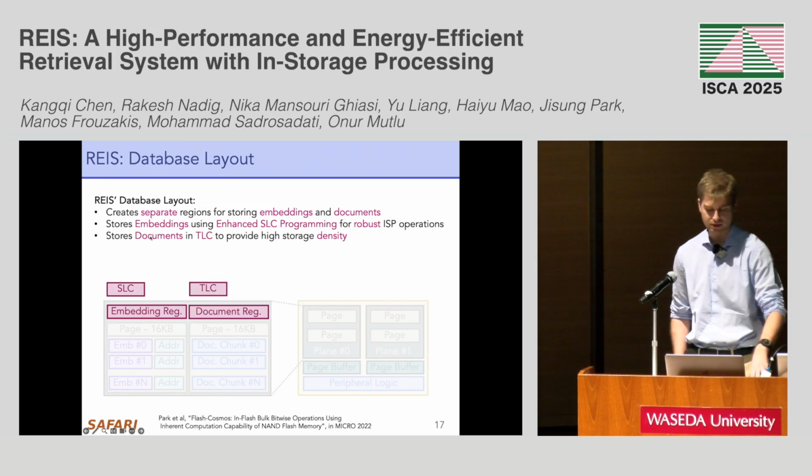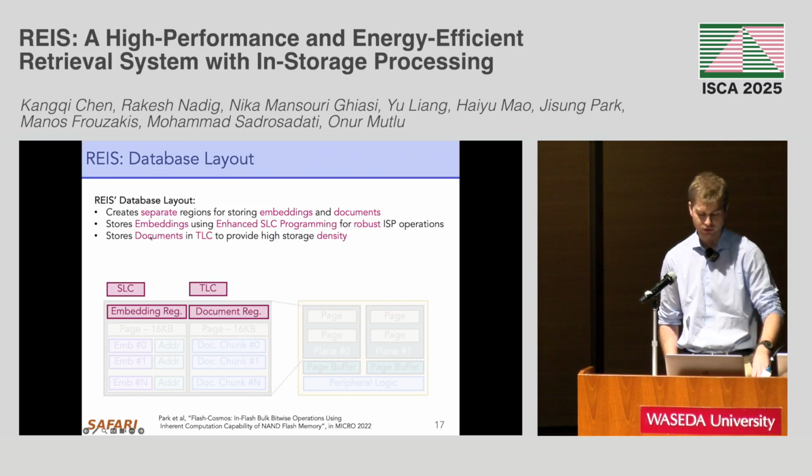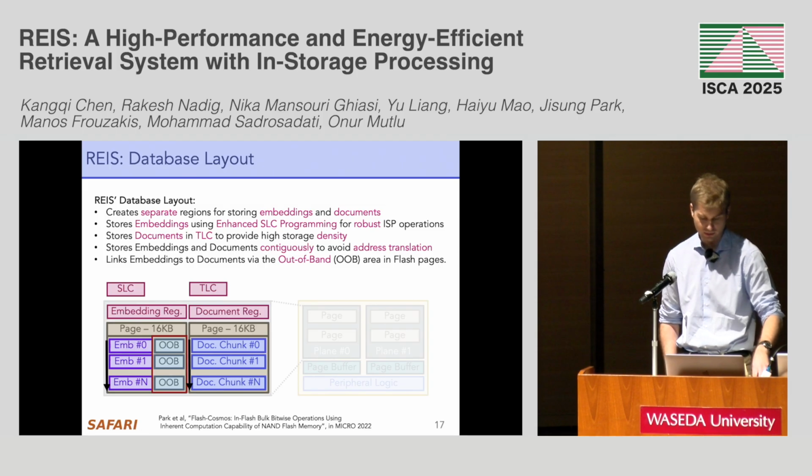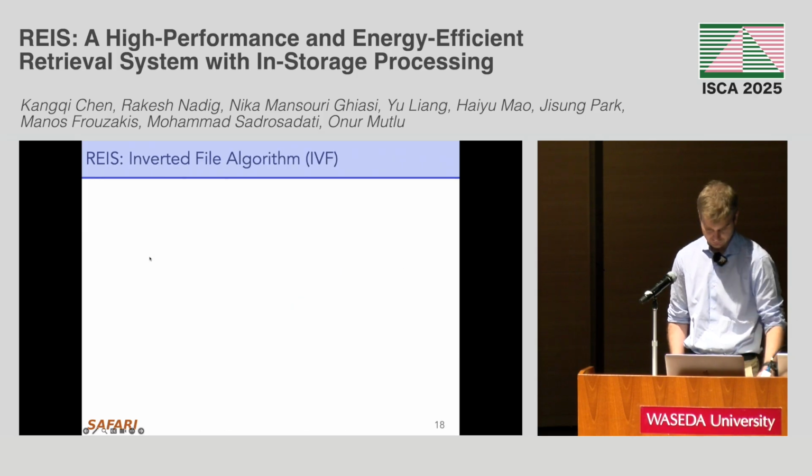It stores documents in TLC to provide high storage density for documents, and it stores embeddings and documents contiguously to avoid address translation overheads. REIS links embeddings to documents by storing the physical address of the document chunk in the out-of-band area of the embedded pages, again eliminating translation overheads.